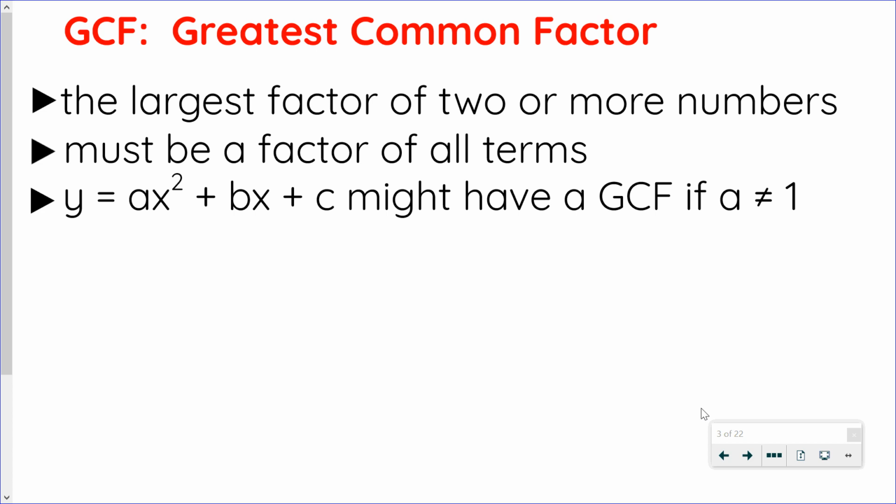That's the biggest number that is a factor of two or more numbers. Now it must be a factor of all the terms. So anytime I do a trinomial, ax squared plus bx plus c, and I want to factor it when a is not 1, I always check for a GCF. So I'm going to show you two ways to check for a GCF.